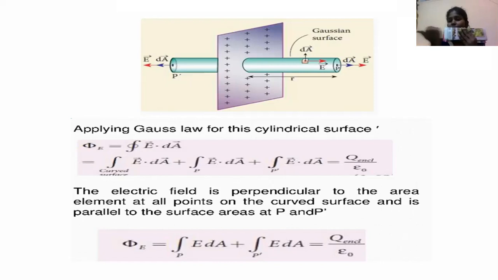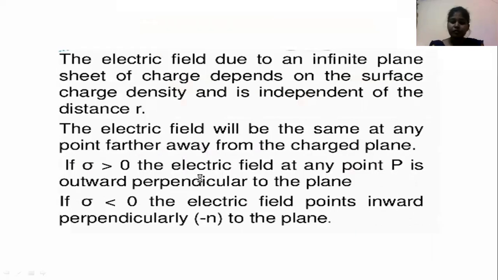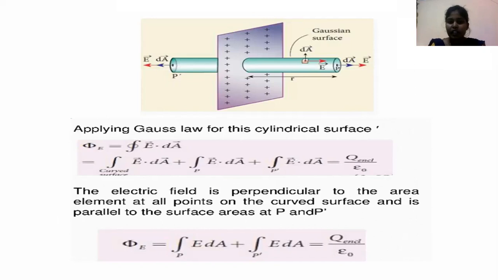So this is the surface. Now dA bar points in this direction, and here dA bar points in this direction. So here also I have three parts. The integral is going to be divided into three parts: the integral over the curved surface of E dot dA, plus the integral over P of E dot dA, plus the integral over P dash of E dot dA, is equal to Q enclosed by epsilon. That's from Gauss. The formula is phi equal to the integral of E dot dA equal to Q by epsilon.